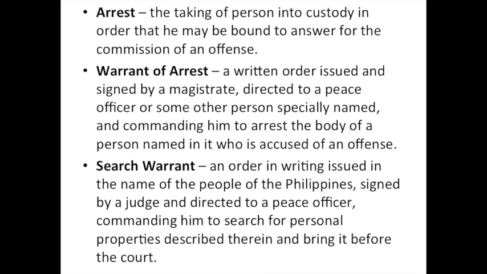Ordering a peace officer to present that person na nasa warrant of arrest in court. Okay? Search warrant, an order in writing issued in the name of the people of the Philippines, signed by a judge and directed to a peace officer, commanding him to search for personal properties describing therein and bring it therefore the court. So, warrant of arrest is the person, search warrant is for the things.